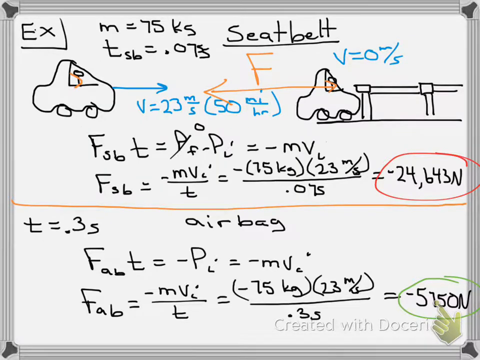Crumple zones in cars, that crumpling up or bending up of the front of the car, is done intentionally so that the amount of time it takes the car, and thus the occupant inside, to come to rest is much longer and decreases the amount of force that's then necessary to bring the person to rest.